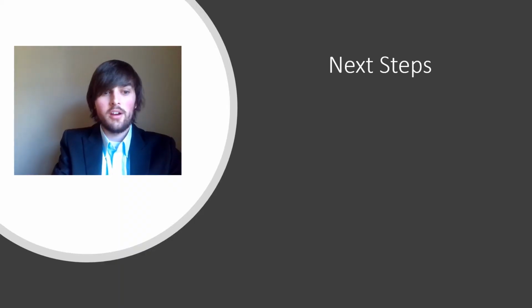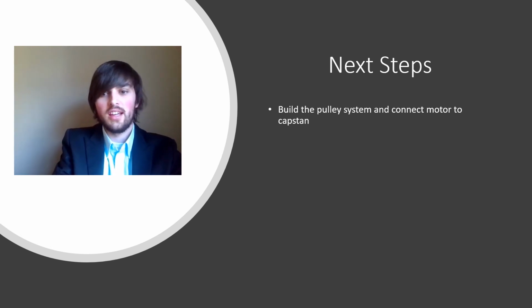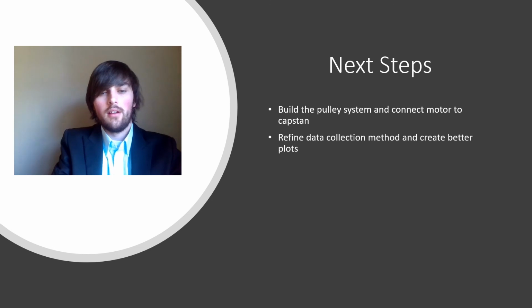So now I'm going to talk about next steps of the research. First of all, we want to build the pulley system and connect the motor to the capstan. That's step one, so that we can get the braiding machine running and run tests. Second, we want to refine the data collection method, which I talked about a second ago, and create better plots.